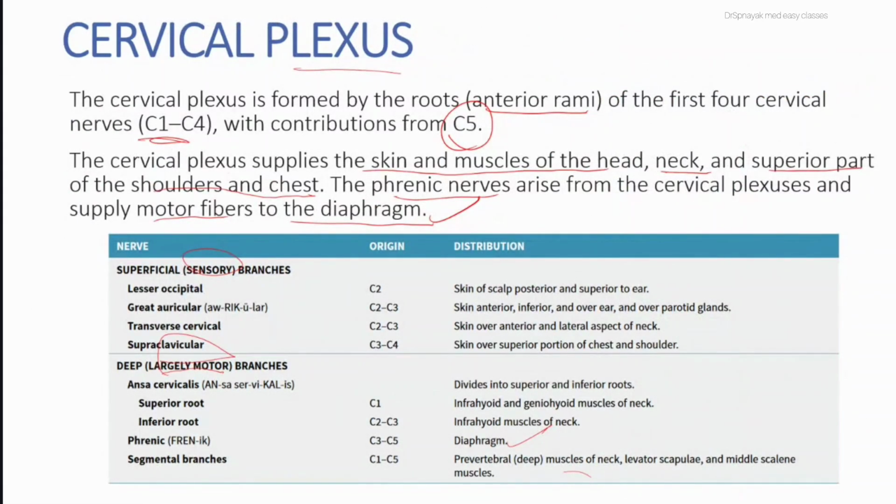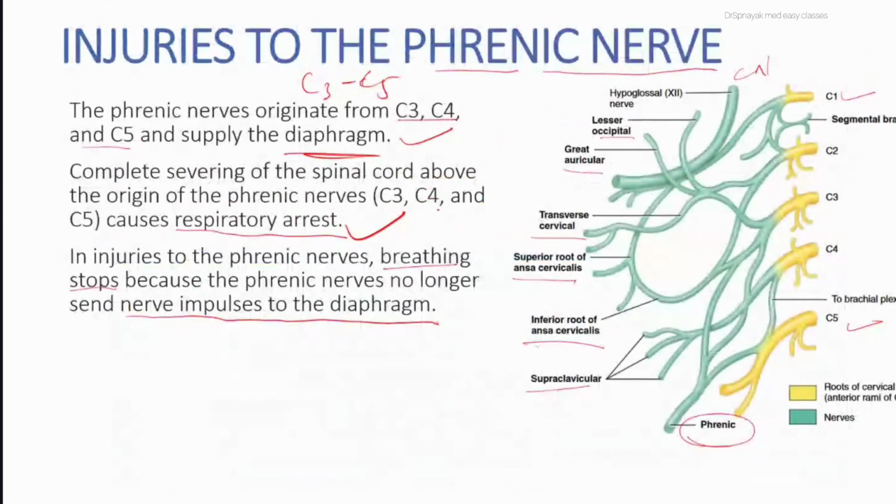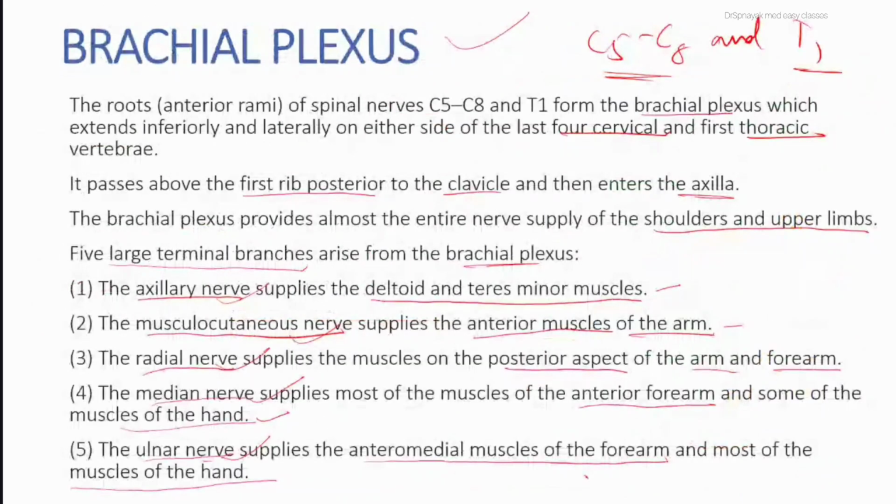We learned in detail about the plexus. The first is the cervical plexus, which is formed by the anterior rami of C1 to C4 spinal nerves, and it supplies the skin and muscles of the head, neck, and superior part of shoulders and chest. And there is an important nerve known as the phrenic nerve that supplies the diaphragm. We learned about injuries to the phrenic nerve. This results in respiratory arrest and the breathing stops in the patient.